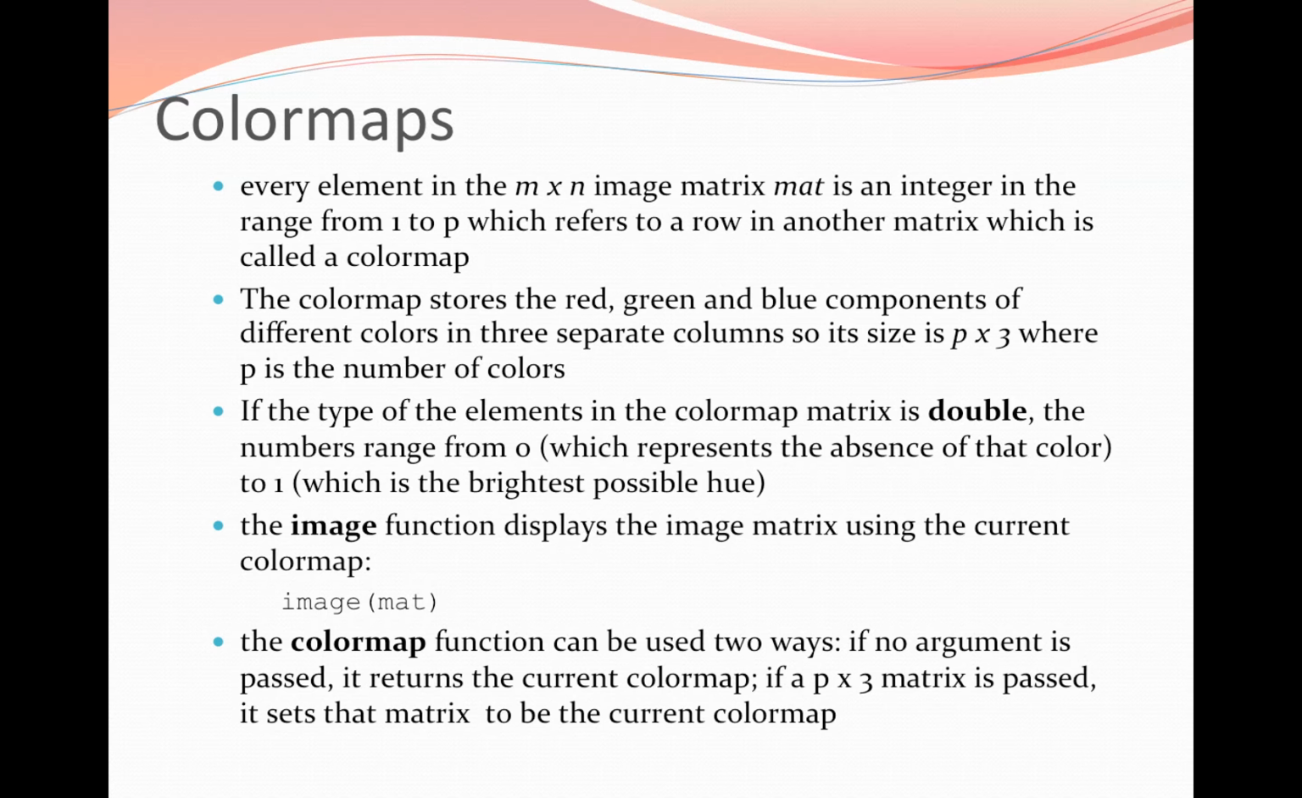The colormap function can be used in 2 ways. If no arguments are passed to it, then it returns the current color map, so it will show you the actual values in the 3 columns of the color map. And if instead you pass a p by 3 matrix to it, the colormap function sets that matrix to be the current color map. So those are the colors that would be used when you display an image matrix.